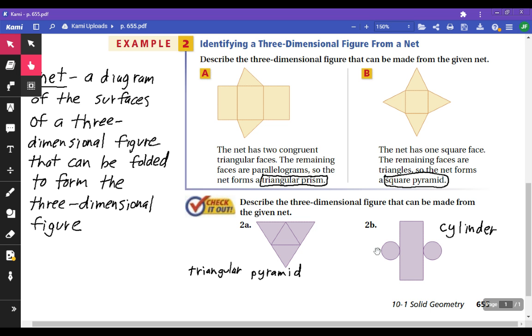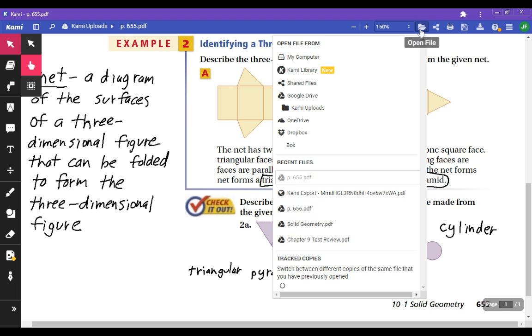And then this other shape here at the bottom right is a cylinder. It looks strange, but this rectangle, if you folded that together into a tube, you'd have a cylinder, and then you could just fold these flaps up. Those would be the circles that make up the cylinder. So again, this is the net of a cylinder. Okay.